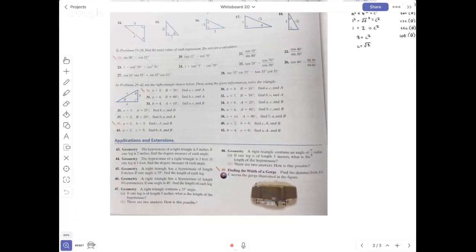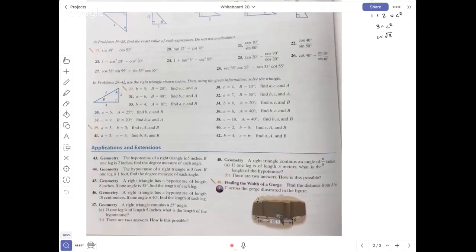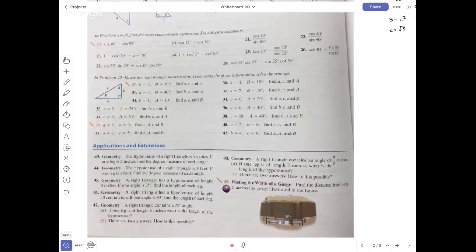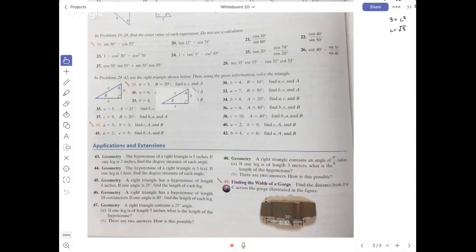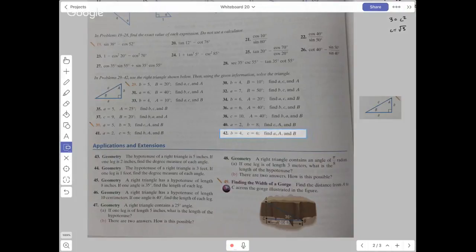Let's try one with a little inverse trigonometry. So let's try number 42. On 42, we get to use this triangle, and this set of information.